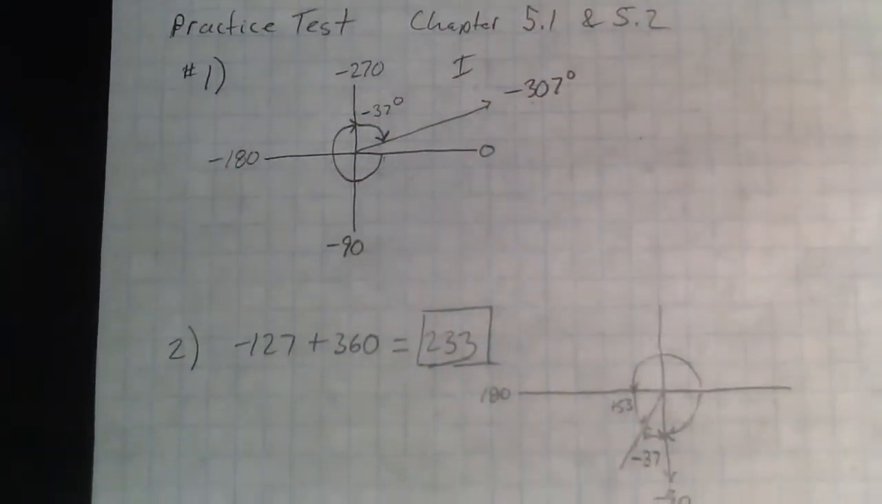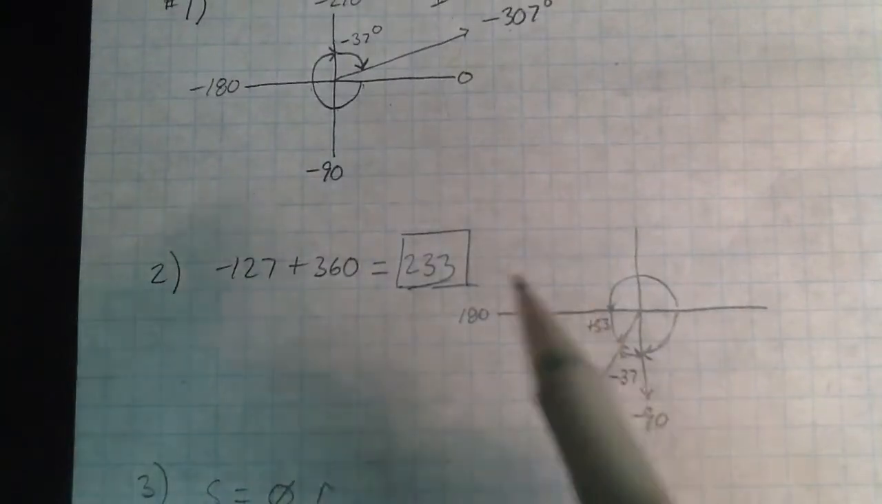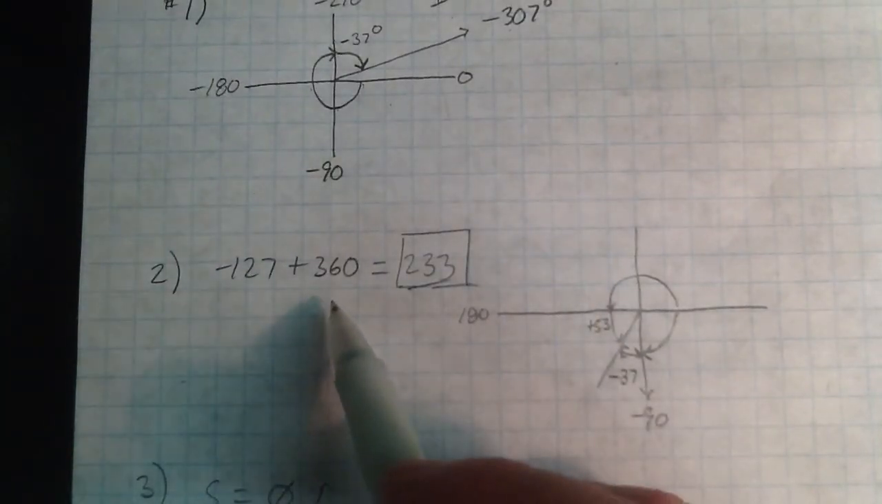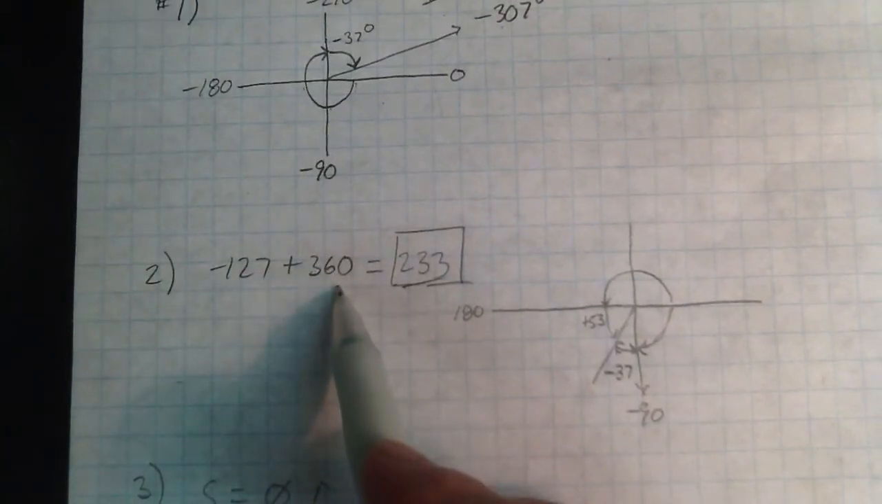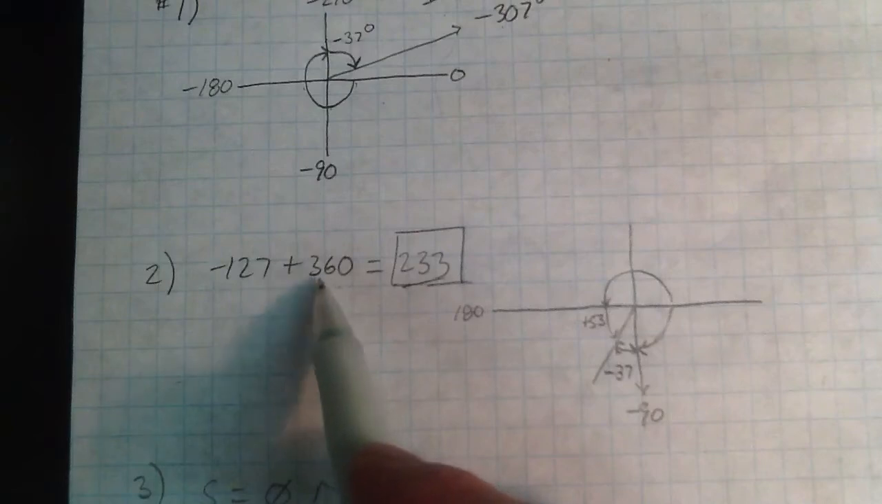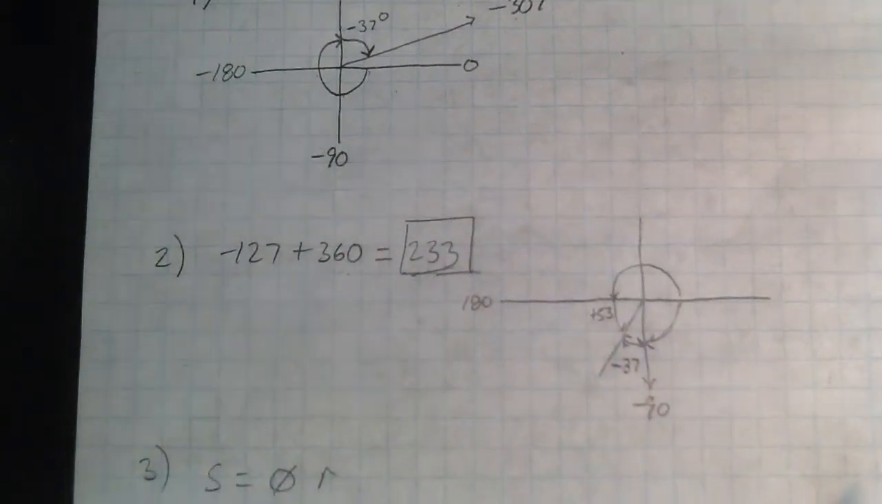in quadrant 1. Okay, so problem number 2, it's asking for a coterminal angle. All right, and it wants to be positive and less than 360. So in this case, my first coterminal angle that's positive is 127 plus 360 equals 233.